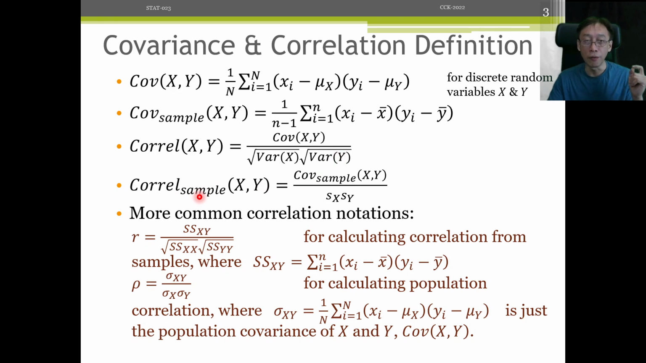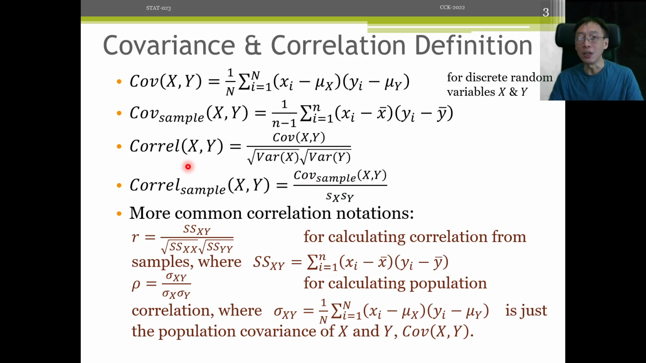Sample correlation of x and y is the sample covariance of x and y divided by the sample standard deviation of x times the sample standard deviation of y, where we denote them as Sx and Sy. So these are the definitions.